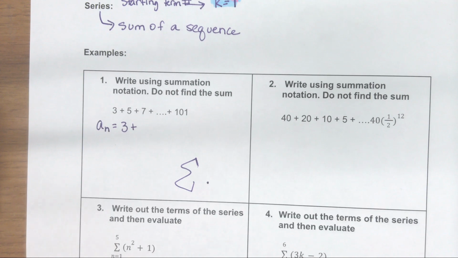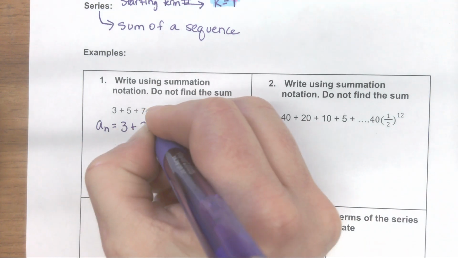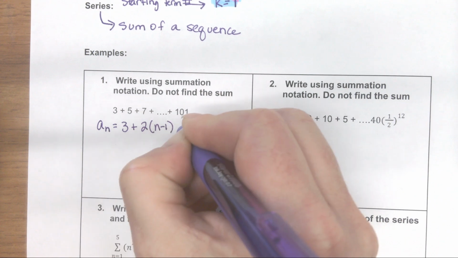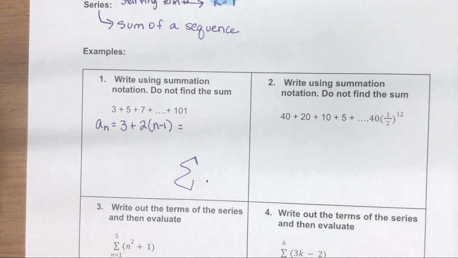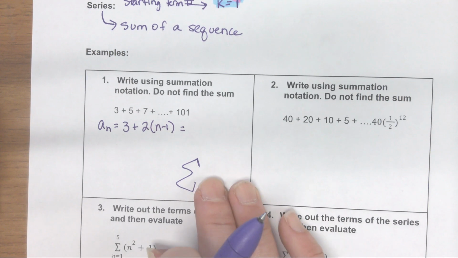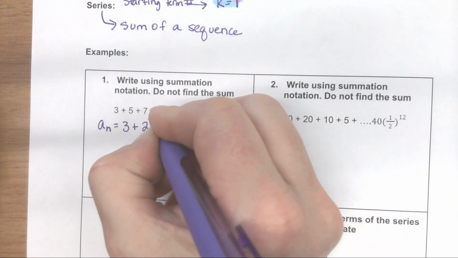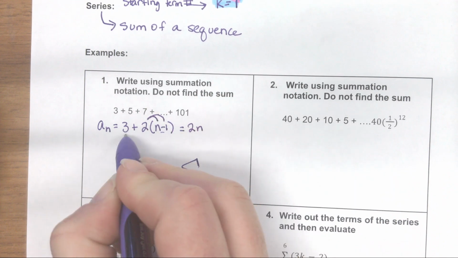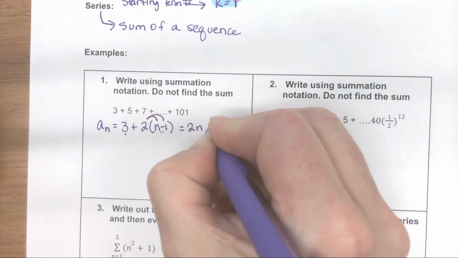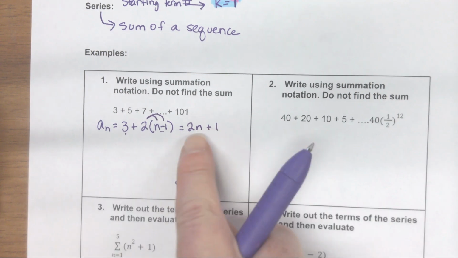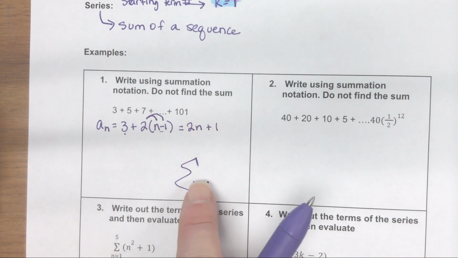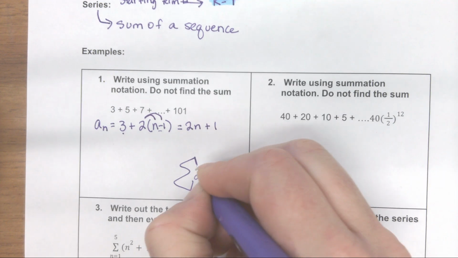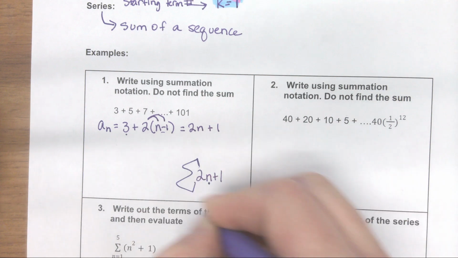2 times n minus 1. And just because I would like to have it simplified, let's distribute. Okay, so we got 2n minus 2 plus 3 would be plus 1. We're going to go ahead and put our explicit formula right here. And this is telling us, hey, this is how we're finding our terms.